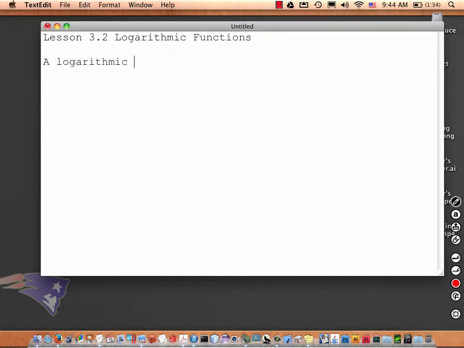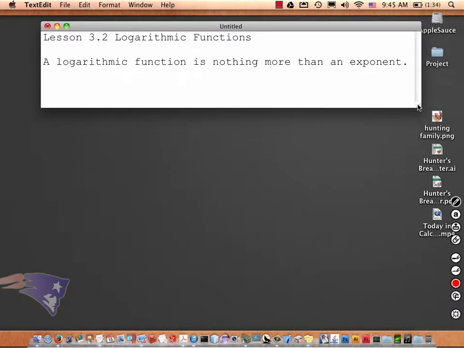Okay, a logarithmic function is nothing more than an exponent. So, let me give you a function that's in exponential form. Let's say that f of x equals 2 to the x power.